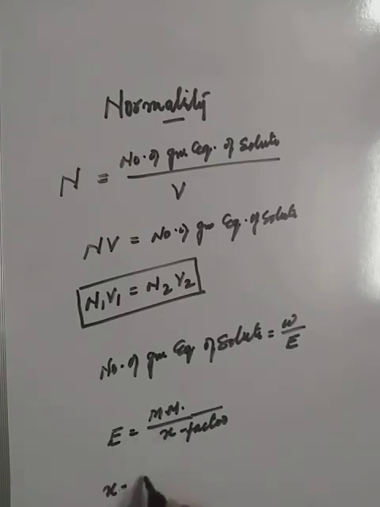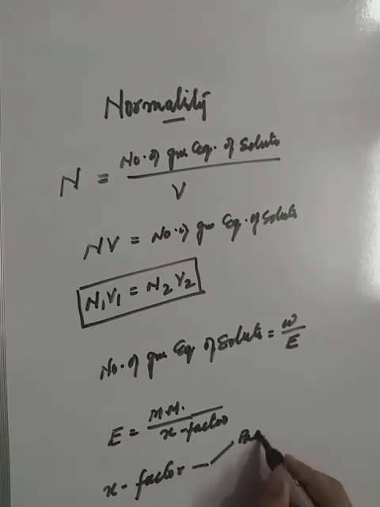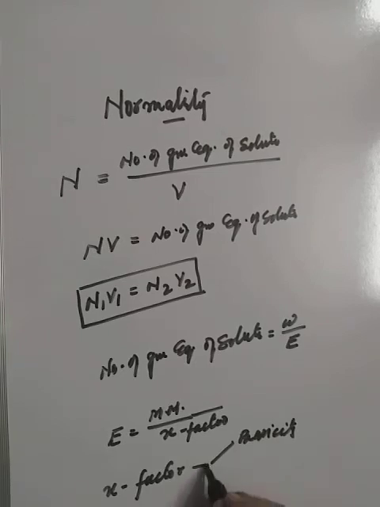Now what is X factor? So X factor is basicity for acid, meaning how many hydrogen it will donate, and acidity for bases, meaning how many hydroxyl ions a base can donate, and valency in case of metal, the total positive charge on the cation in salt.